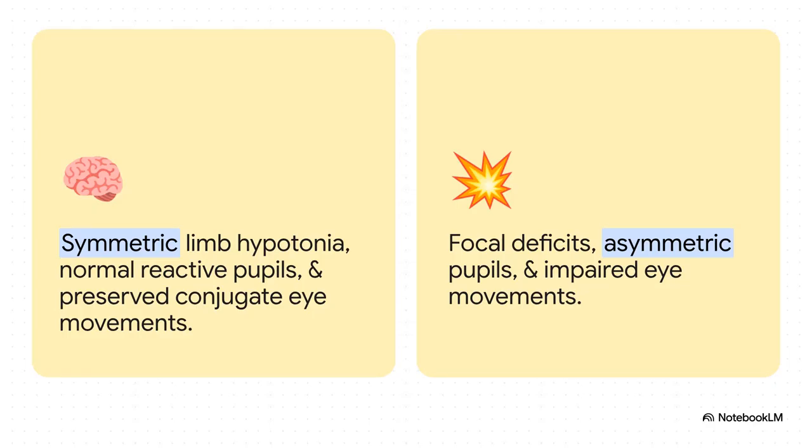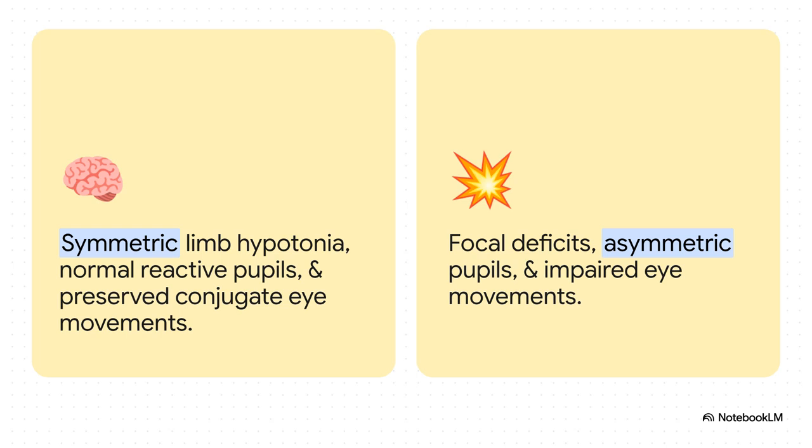Okay, your first big decision. The first fork in the road is this. Are we looking at a structural problem or a metabolic one? Think of it this way. A metabolic issue is like a power outage affecting the whole house. Everything is kind of symmetrically down. You'll see things like floppy limbs on both sides and, really key, pupils that are still normal and reactive.